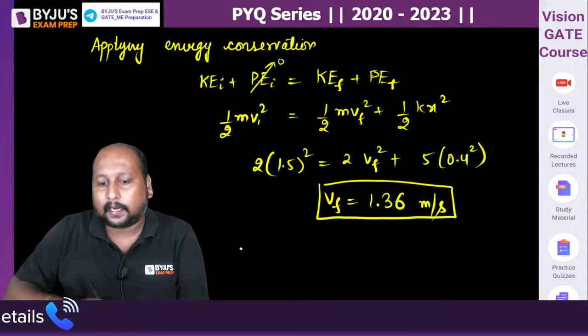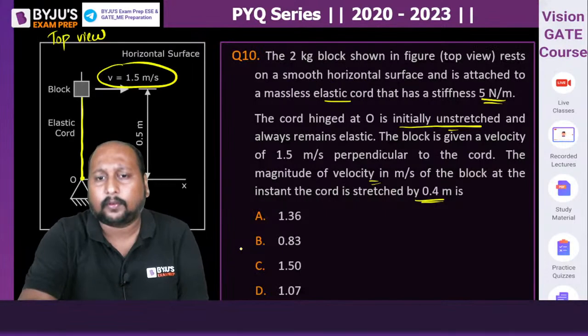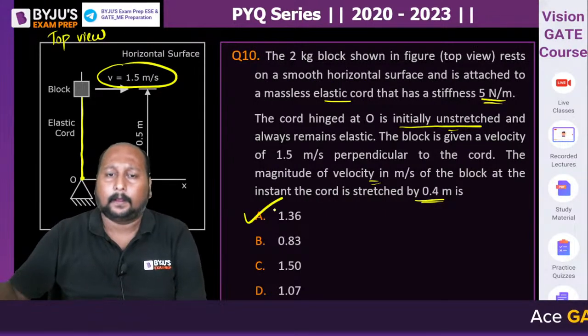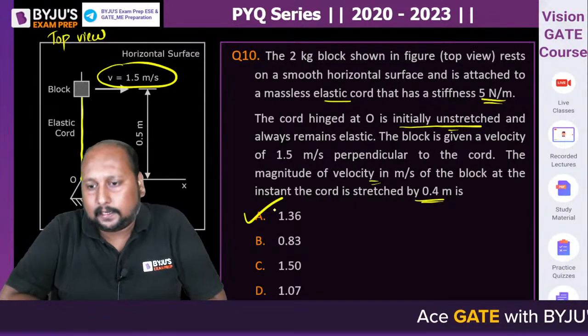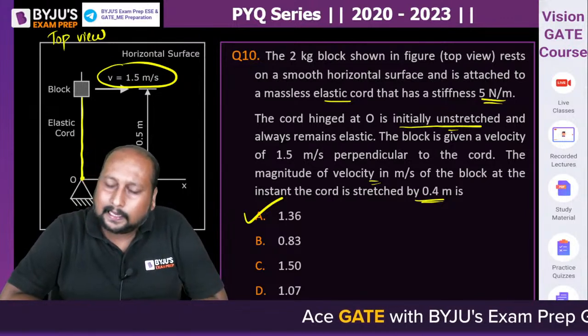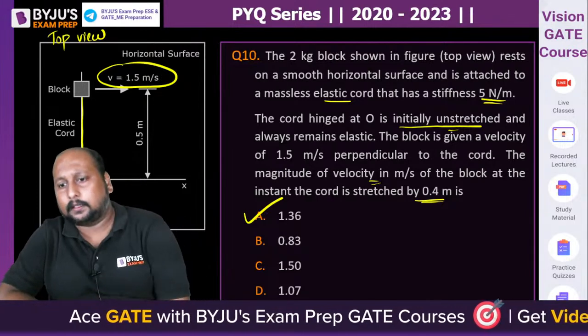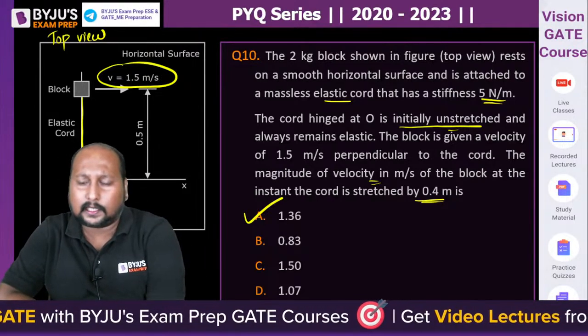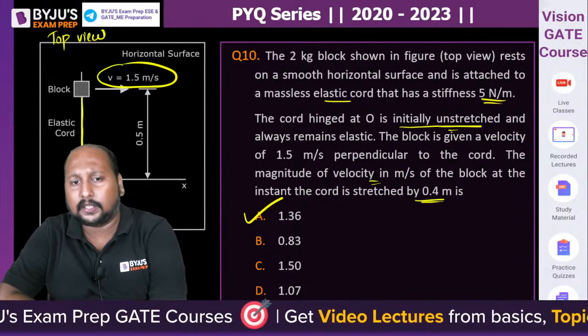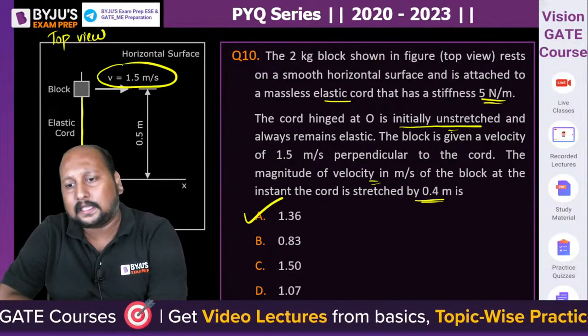1.36 meter per second. I think that is the correct answer. Round off to 2 decimals. Option A. Option A is the correct answer. Clear? Are we getting option A? 1.6 is आपसे option C हो रहा है आपका. देखिए check कीजिए. I think it should be 1.36.